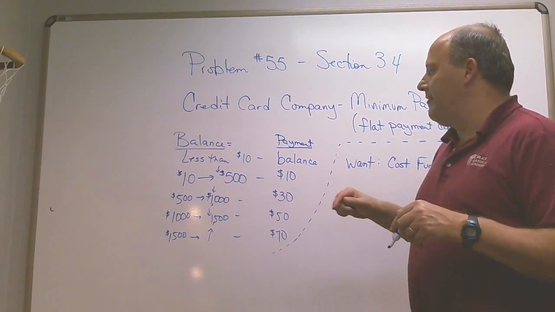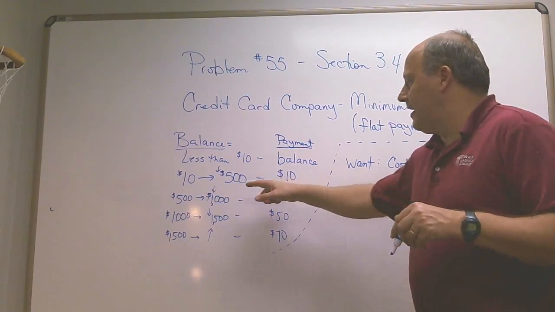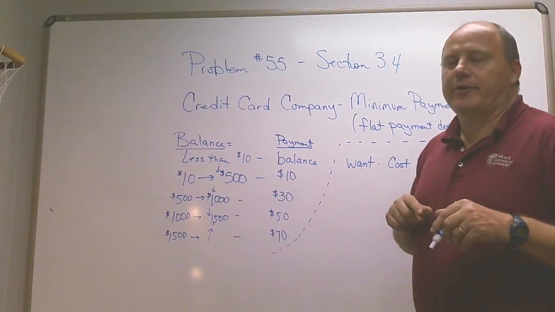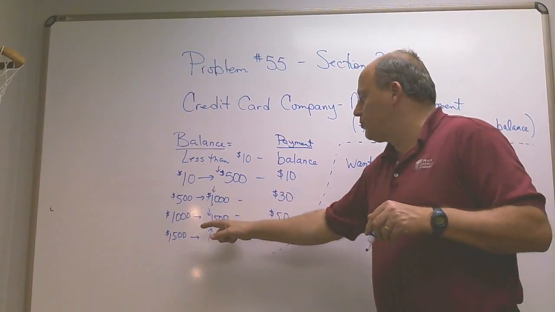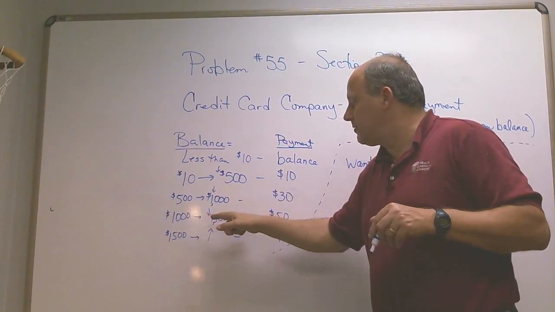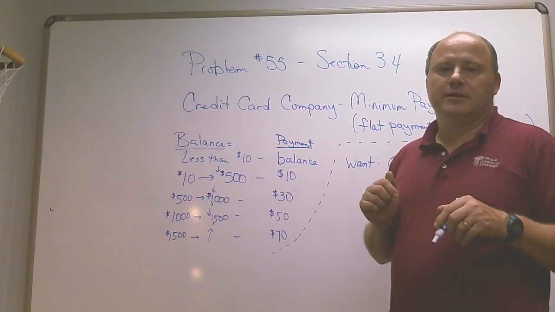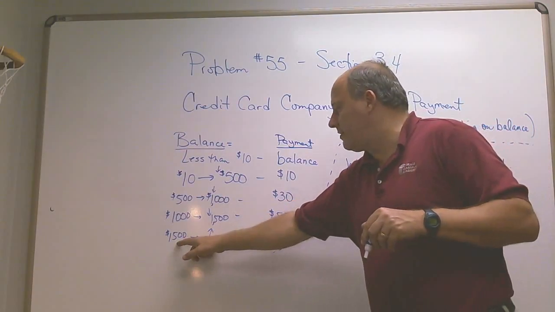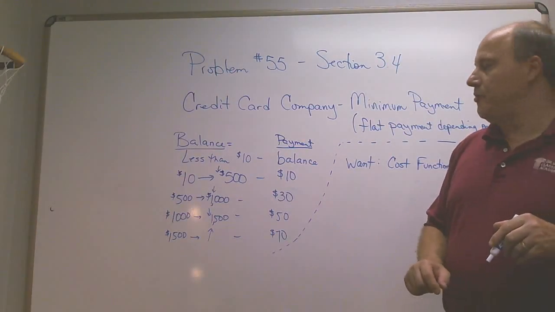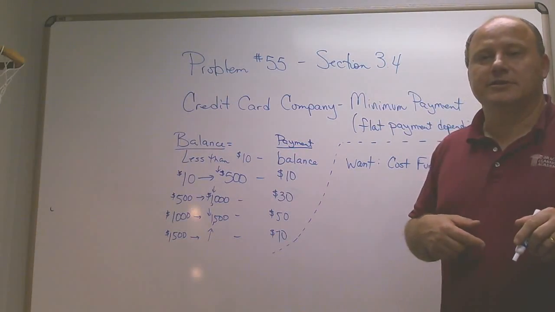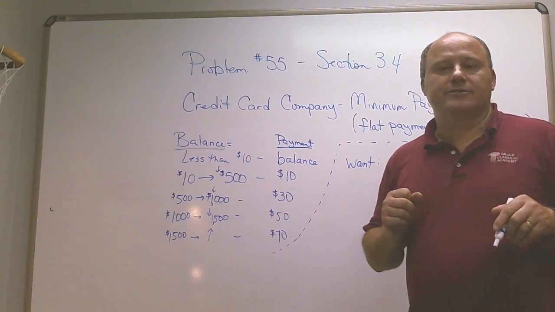If your balance is between $500 and $1,000, that's below $1,000, it's going to be a $30 flat fee. If your balance is between $1,000, including $1,000, but below $1,500, you'll pay $50. And any balance of $1,500 or above, you'll make a payment of $70. So if your balance is $1,600, it'd be $70. If it's $10,000, it's still $70.